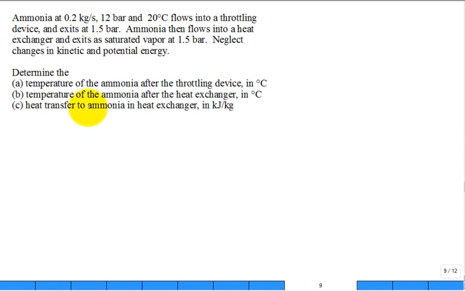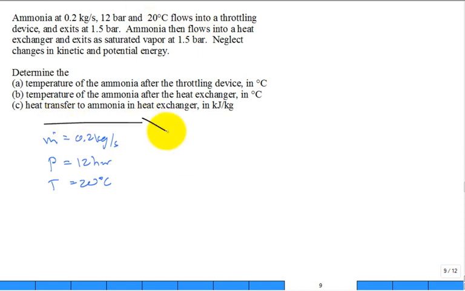So we have ammonia at a given flow rate of 0.2 kilograms per second. It's coming in at a high pressure of 12 bar and a temperature of 20 degrees C. It flows into a throttling device, so it goes like this into a throttling device, and often we sketch it like that. That's the illustration of a throttling device. And it exits that throttling device at a pressure of 1.5 bar. What happened to the pressure?